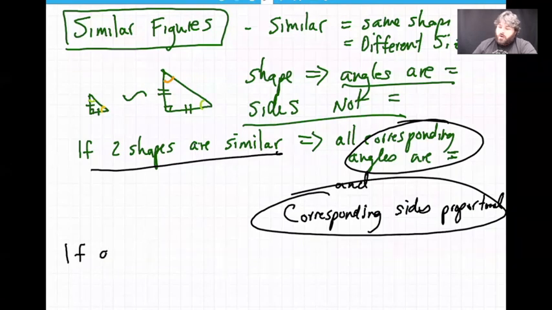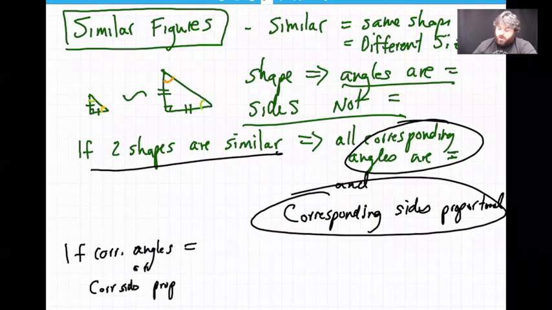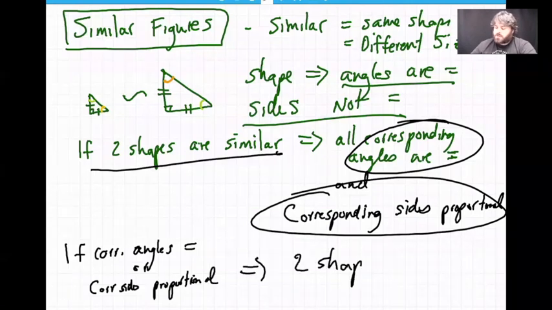Also, conversely, if corresponding angles are equal, or if you've got corresponding sides proportional, then what do I know about those two figures? Then those two shapes are similar. So it works in both ways, okay?